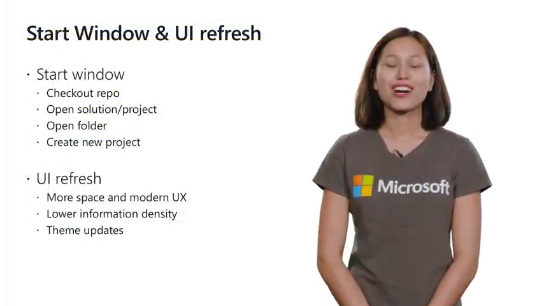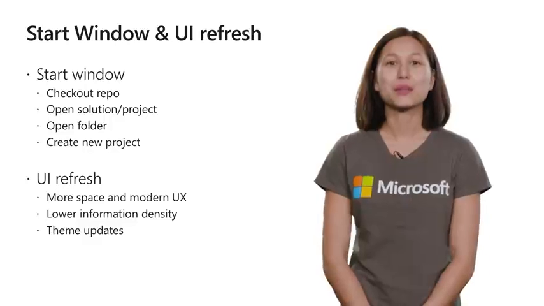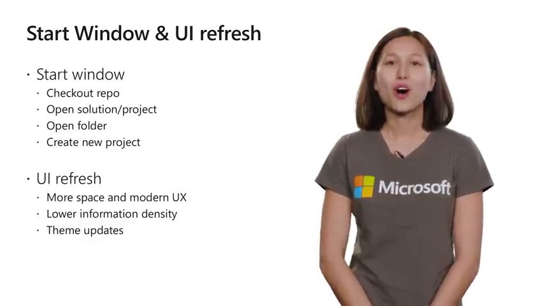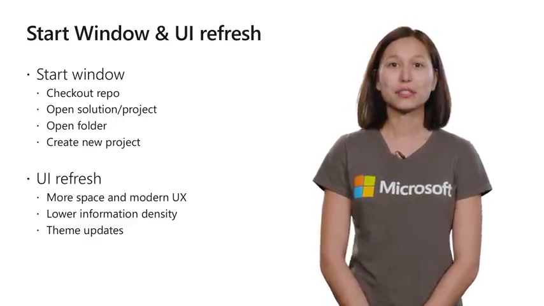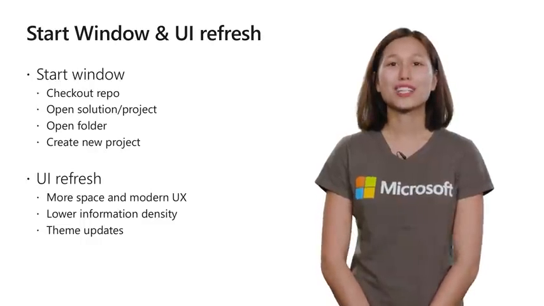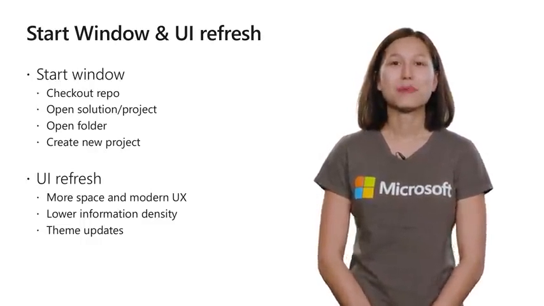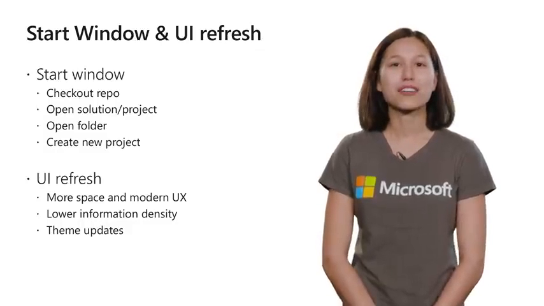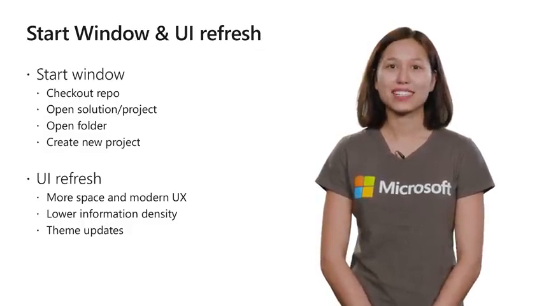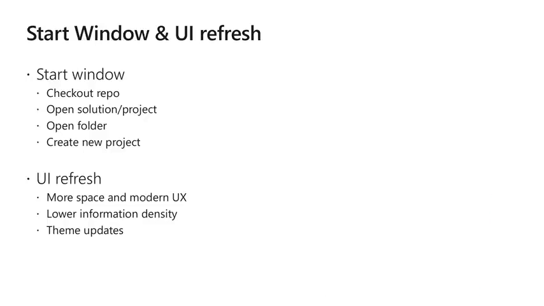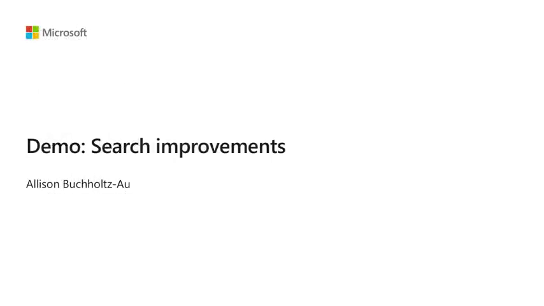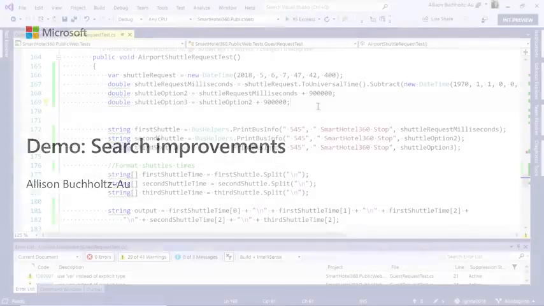As you just saw, our Enhanced Start window allows you to quickly check out a repo, open an existing project, solution, or folder, or get started with a brand new project. With our UI refresh, we've added more space for the things that matter, a modern UX, and updated theming so that you can quickly tell the difference between Visual Studio 2017 and 2019 when you have them installed side by side. Let's dive into the search improvements in the IDE.